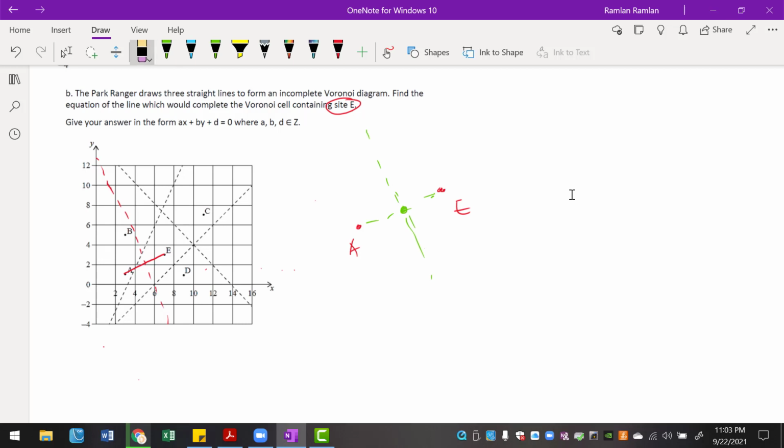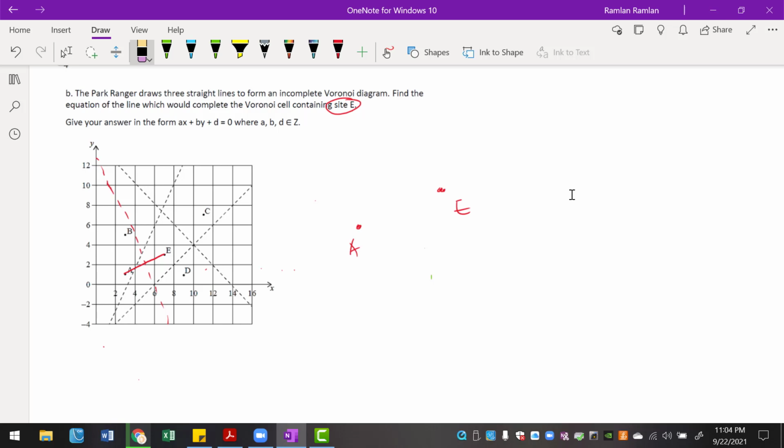Okay, so let's do it step by step. First of all, if we want to construct a Voronoi diagram again, you connect one point to the other and then make a perpendicular bisector. To make a perpendicular bisector, you need to do this first, and then construct and find the line equation.